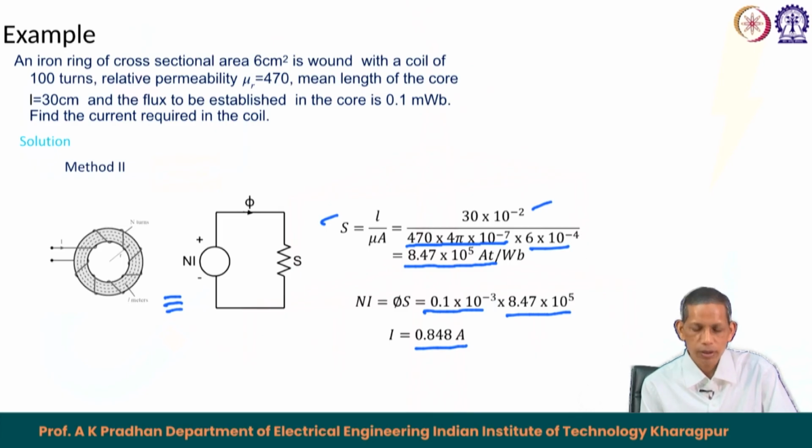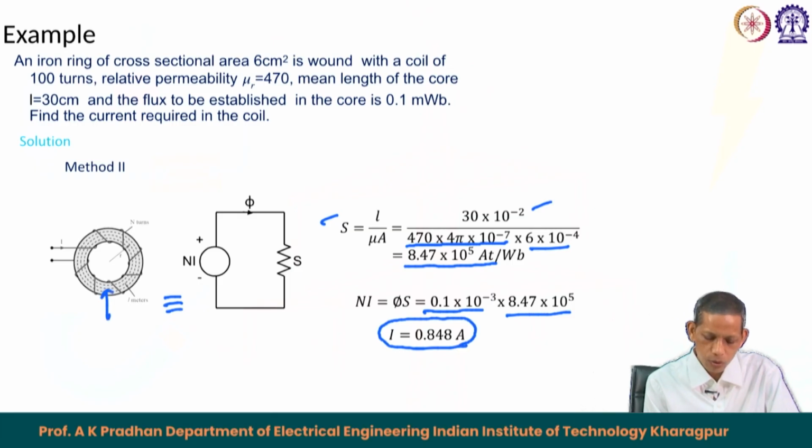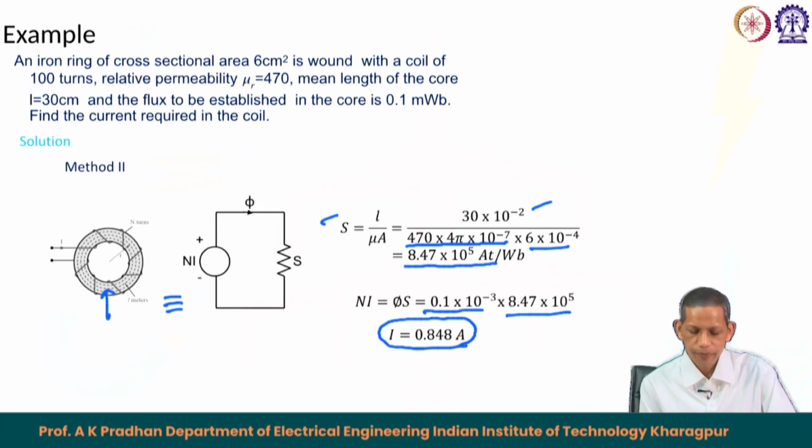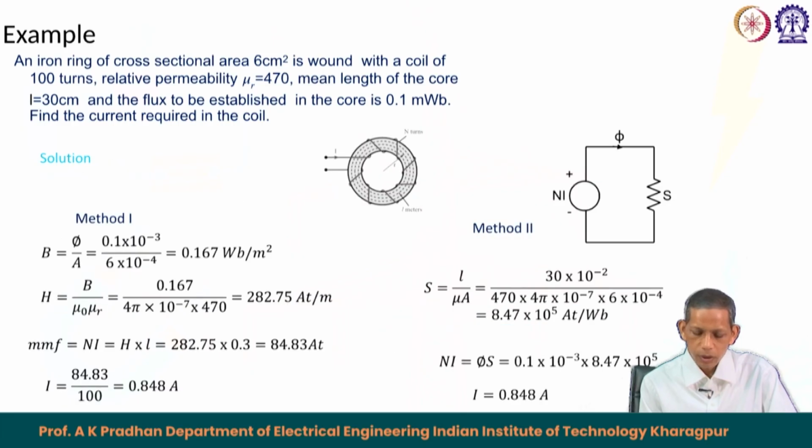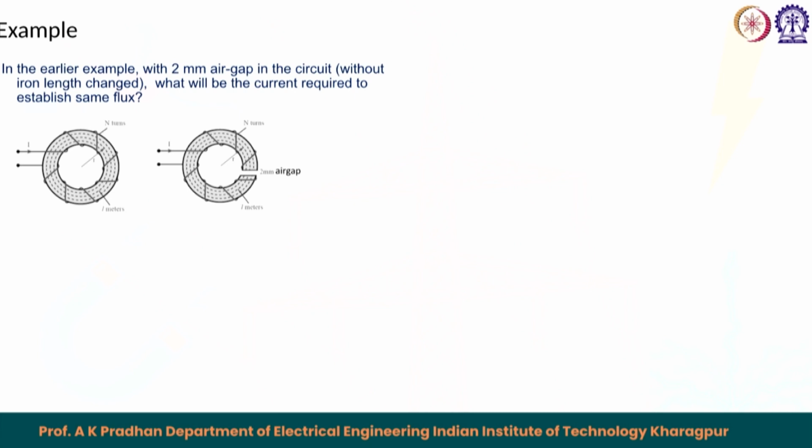So, by both the methods we find the corresponding current which is required for the coil to establish a flux of 0.1 milliweber in the core of the arrangement. Now, we have seen both the methods, and we got the corresponding currents to be like this.